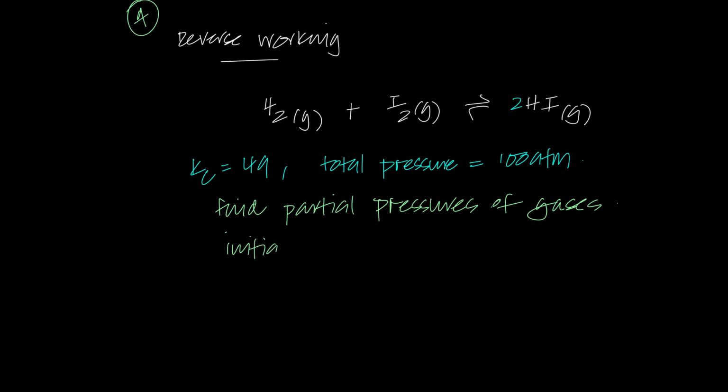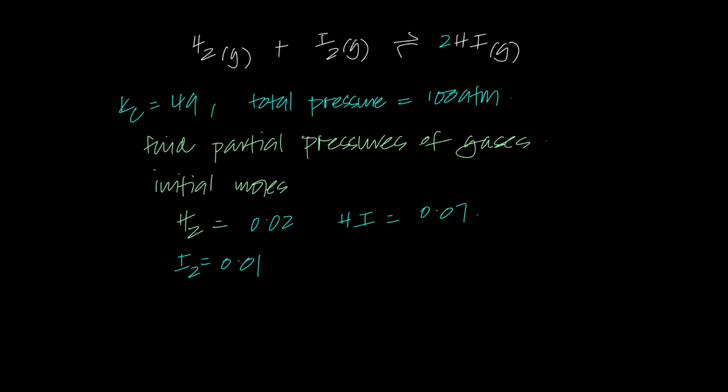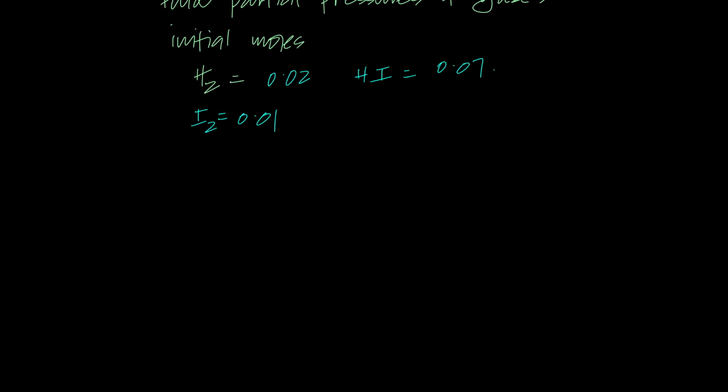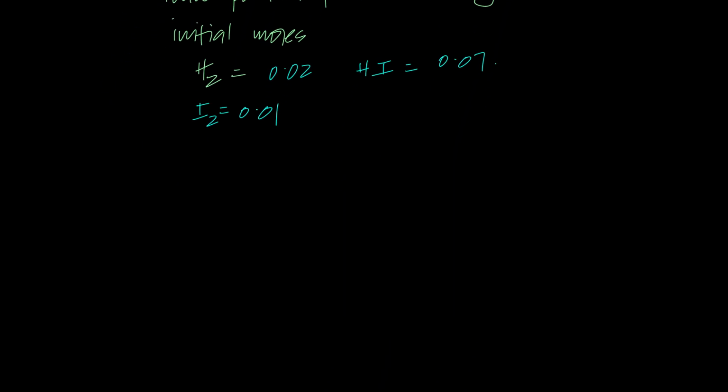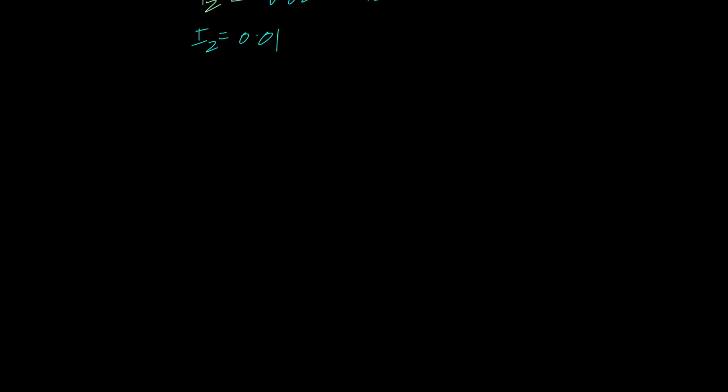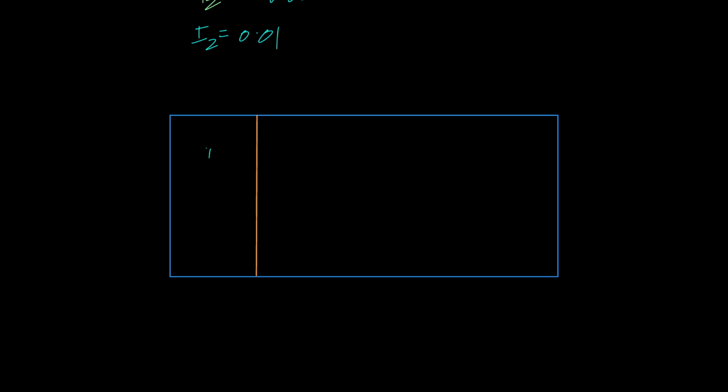I didn't even write the initial moles. Sorry, my bad. The initial moles of hydrogen are about 0.02, and for I2 are about 0.01. And let me also make it a little interesting. For HI, the initial moles are 0.07. Now let's do it. Sorry guys, please forgive me. Right? ICE tables.